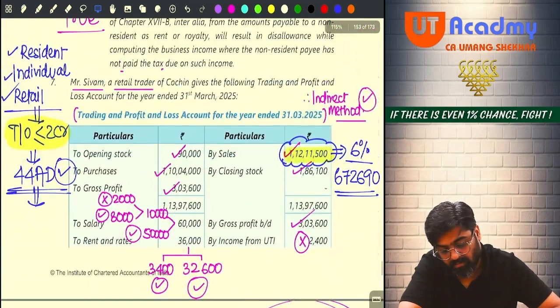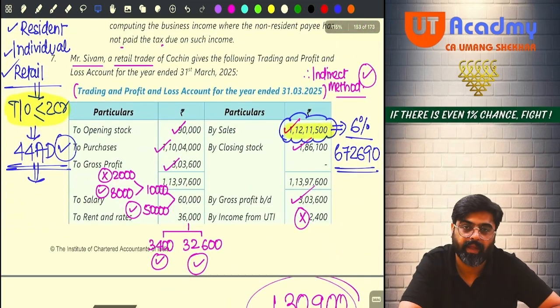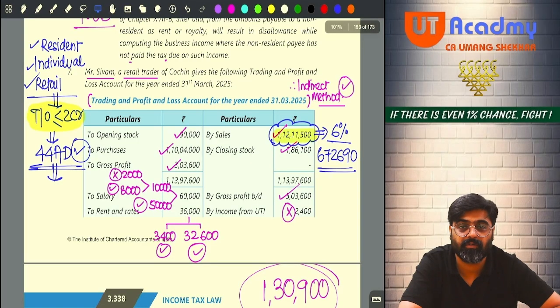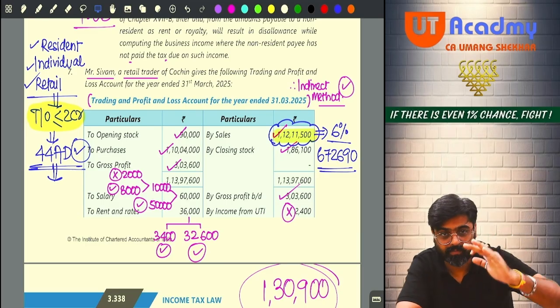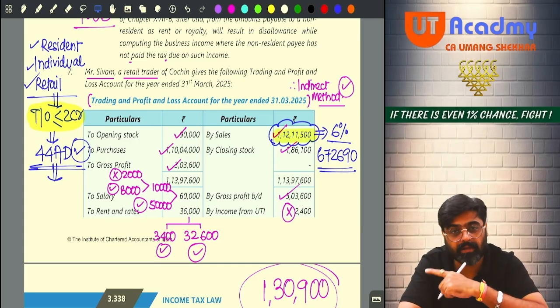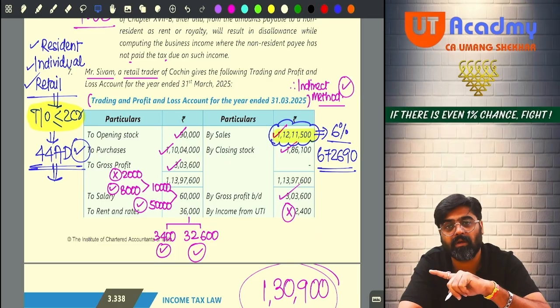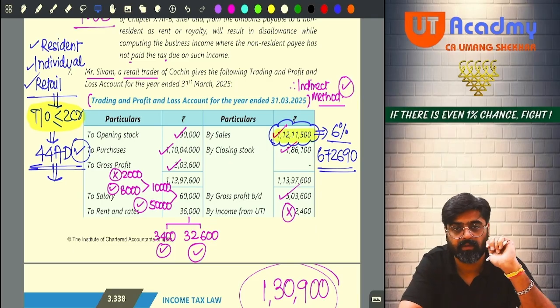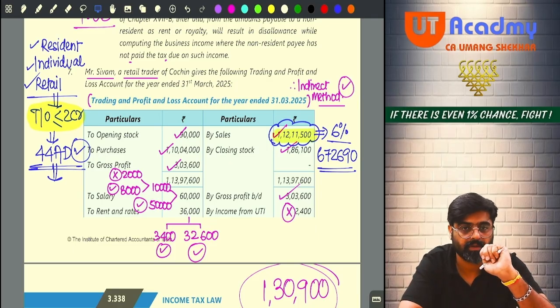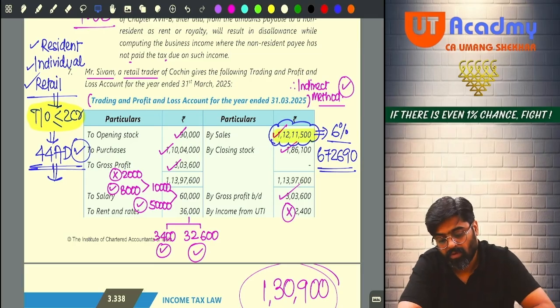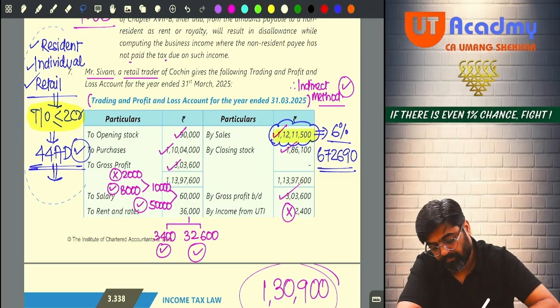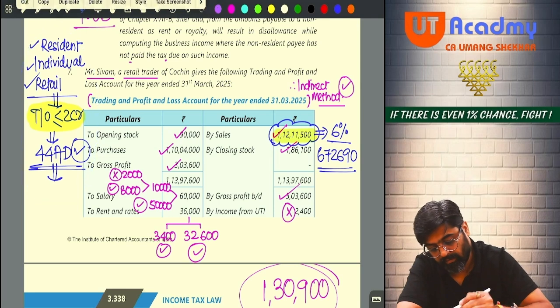Now coming to question number 7. Now this is the first question which you are going to do, on computation of PGBP income. The entire PGBP head, whatever incomes, whatever disallowances, whatever allowances which you have seen is going to come in this question. So this is question number 7.